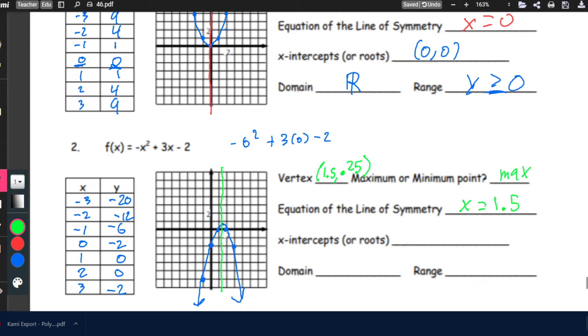Can anybody tell me our x-intercepts? X-intercepts, zeros, roots, whatever you want to call them. They're in the table. Alrighty. So our x-intercepts are at 1, 0 and 2, 0. Our domain, as we already know, is all real numbers for all parabolas, and our range will be y is less than or equal to 0.25.